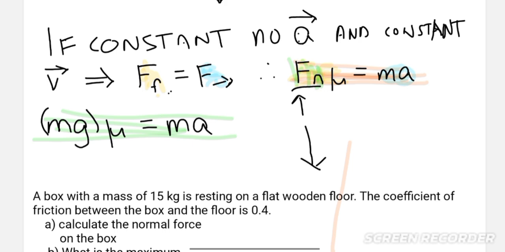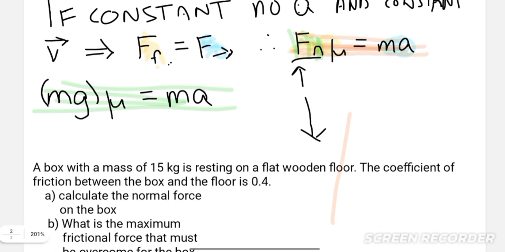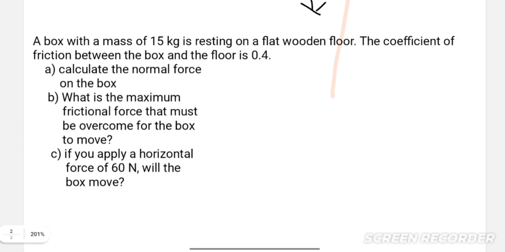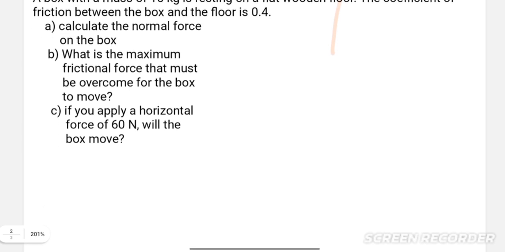Now, what I'm requesting you do is pause the video now, solve these problems, then push play.